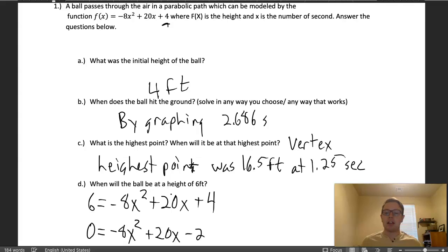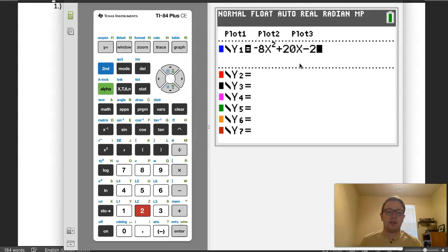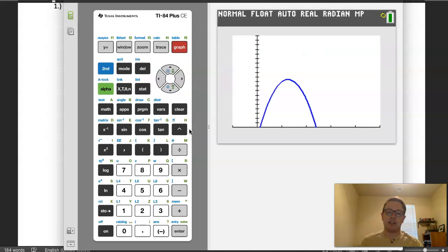It's asking us when the ball will be at a height of 6 feet. So here we have it. Now we could either do this graphically or we could do it by factoring. Let's go ahead and do it graphically. We're going to put this equation into our calculator now. So here we are. We changed our 4 into a -2. Let's try to graph this.